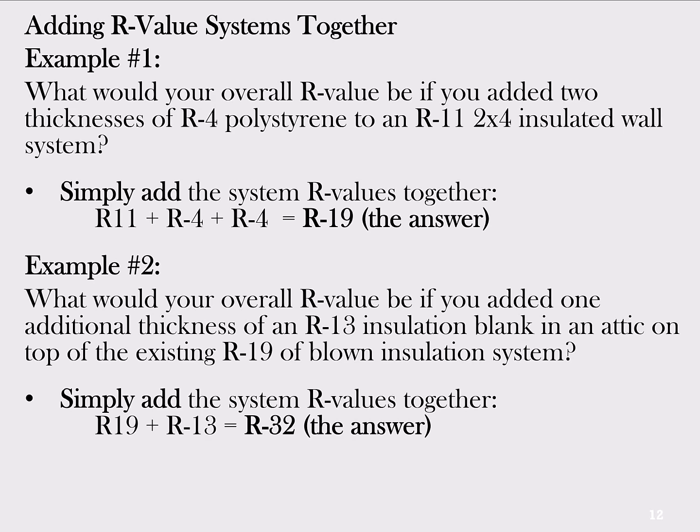Example 2, what would your overall R value be if you added 1 additional thickness of an R13 insulated blanket on top of an attic of blown-in insulation of R19? So we're saying that the initial ceiling in your attic has R19, but you want to increase it by adding an R13 blanket on top of that, and you can do that. And so R19 plus R13 is R32.